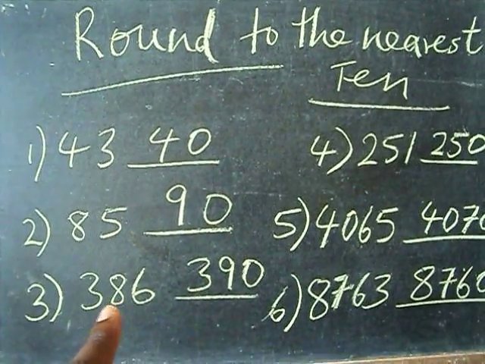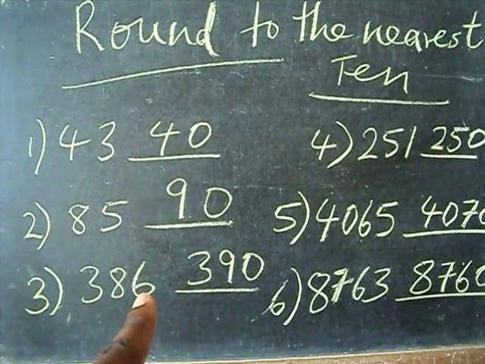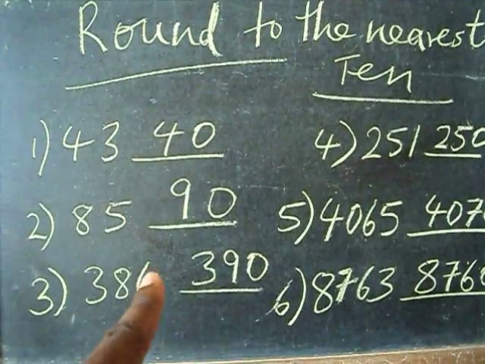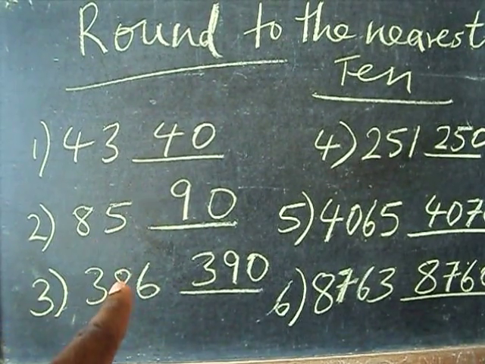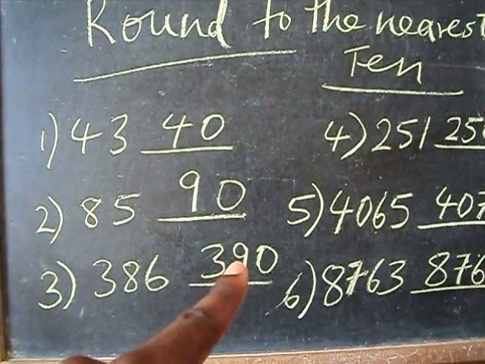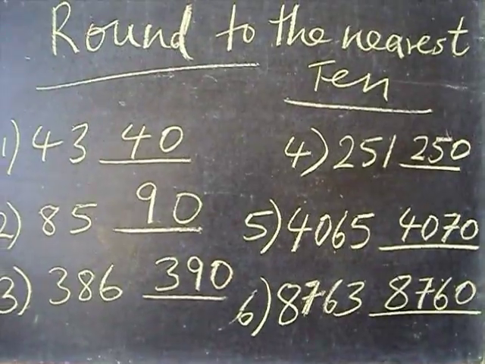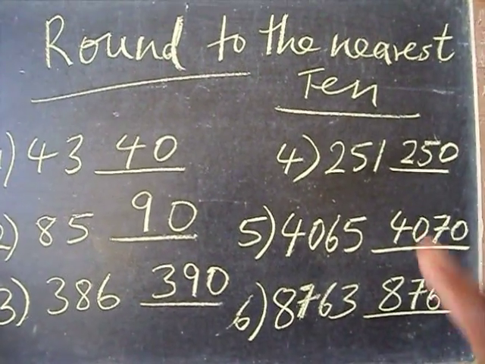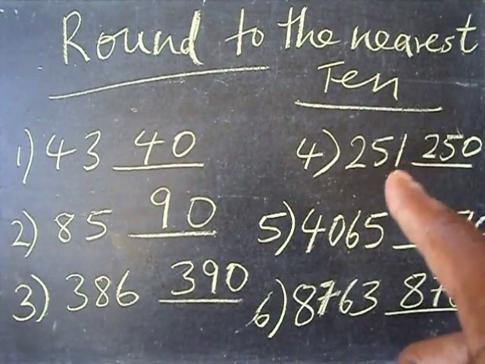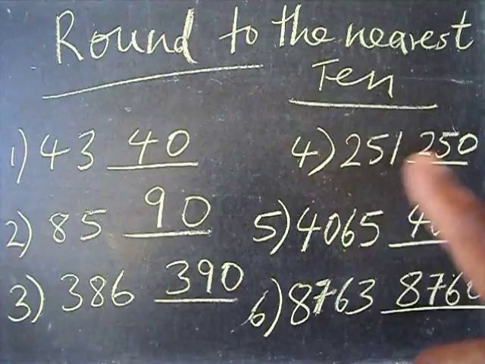In looking at this one here, you have 386. The ones column is greater than 5, which is 6. You add 1 to the 8, which is 9. So you end up with 390. In looking at another number, you have 251. The ones column, the 1, is less than 5, so you leave this alone, and it is 250.